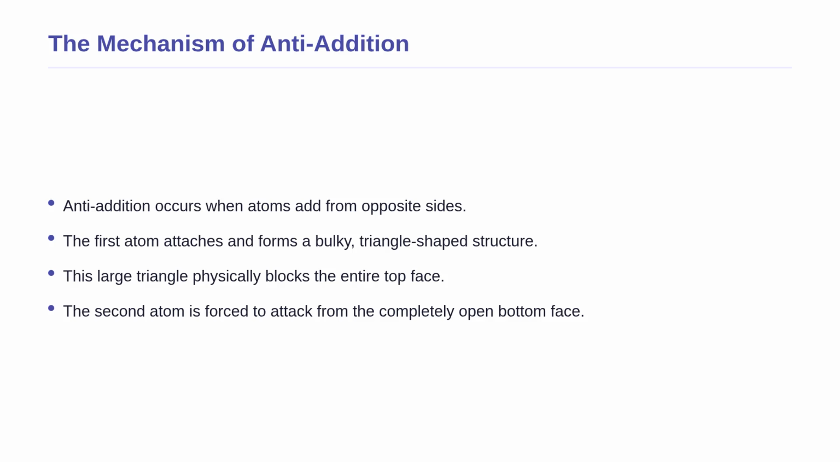While a flat surface forces syn addition, what causes anti-addition? Imagine trying to walk through a front door, but someone very large is blocking it, forcing you to use the back door. When a molecule like bromine adds to an alkene, the first bromine atom forms a bulky triangle-shaped structure on top of the bond. This massive triangle blocks the entire top face, forcing the second atom to attack from the completely open bottom face.